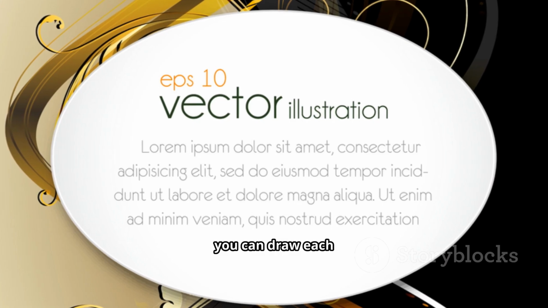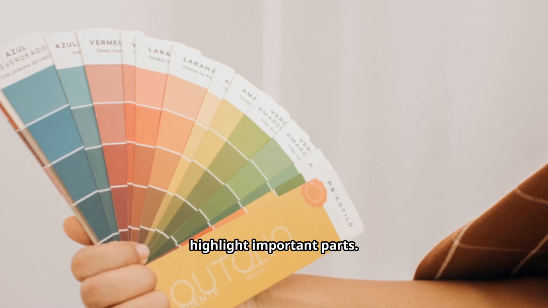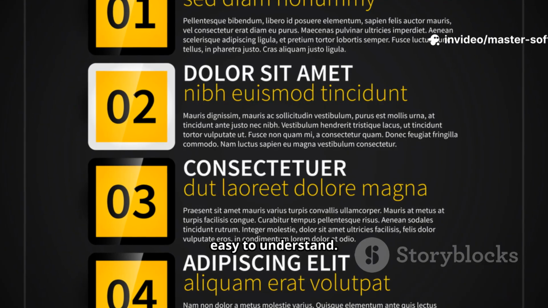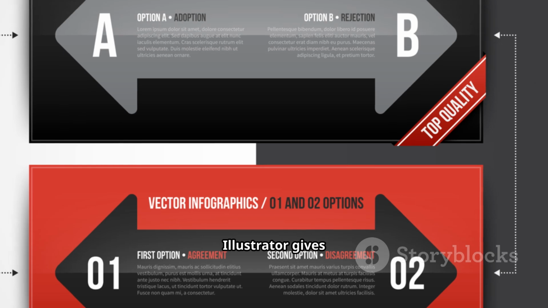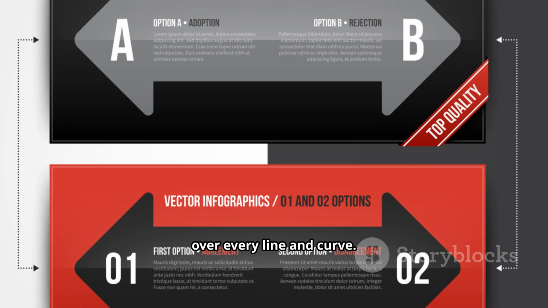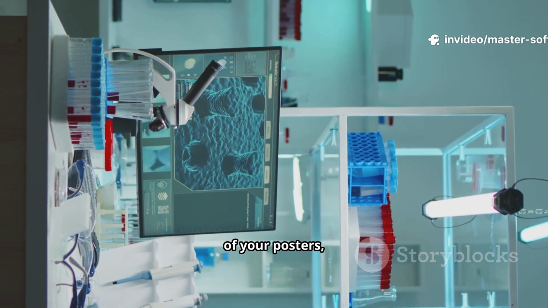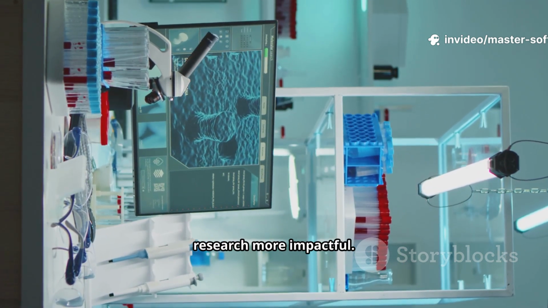With Illustrator, you can draw each component with precision. You can use different colors to highlight important parts. Add labels and arrows to show connections. Arrange everything in a way that is easy to understand. Unlike hand drawings or simple shapes in PowerPoint, Illustrator gives you complete control over every line and curve. This professionalism enhances the quality of your posters, presentations, and publications, making your research more impactful.